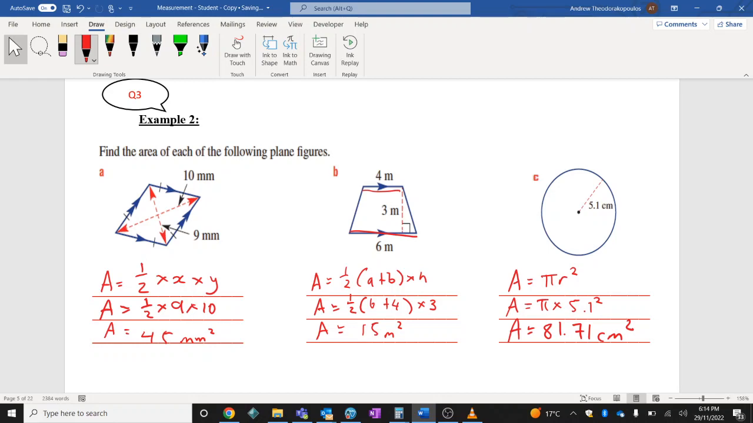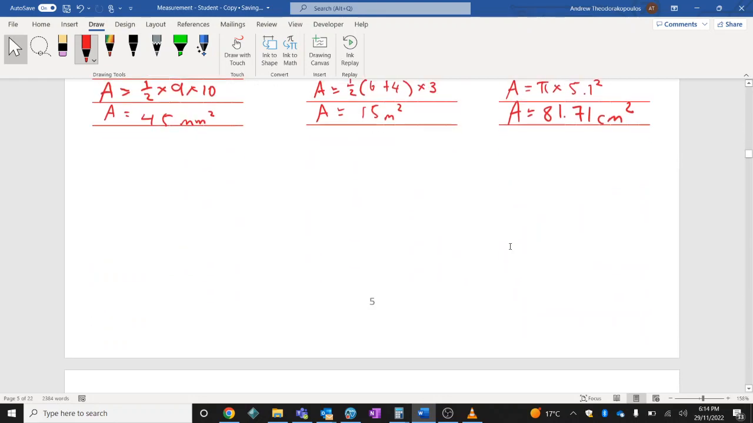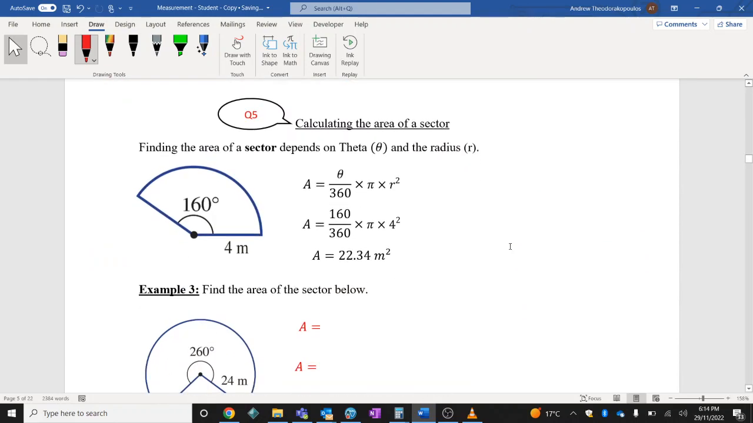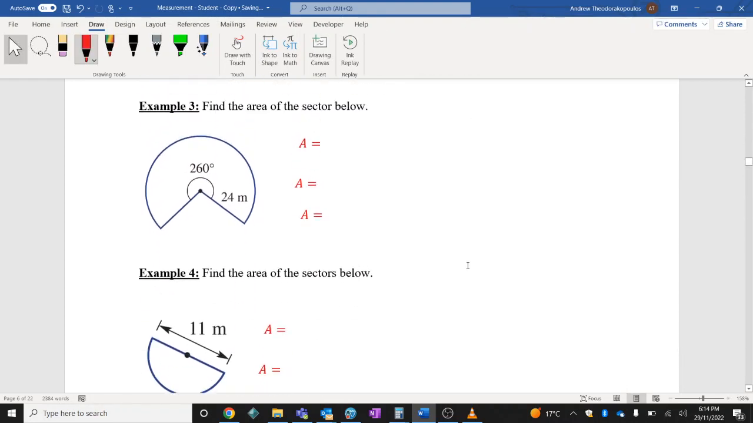And then centimeters squared. So they're just a few basic shapes. What about calculating the area of a sector? Now, the formula is here. So all we need to do is just plug it in the formula and get our answer. So how do we work out this one?